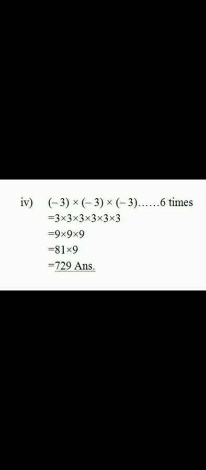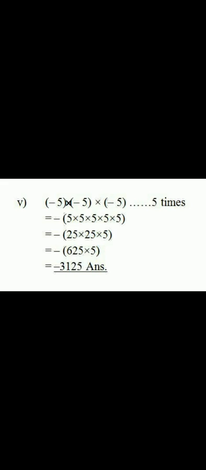Now, the fifth one, here we have to multiply this minus 5 up to 5 times, like minus 5 into minus 5 into minus 5 into minus 5 up to 5 times. Here, as you are seeing, we have to multiply minus 5 up to 5 times, and 5 is an odd number. And we know if we have an odd number of negative integers in the multiplication, then the answer comes negative. So we write down the minus sign, and we find the product within the bracket.